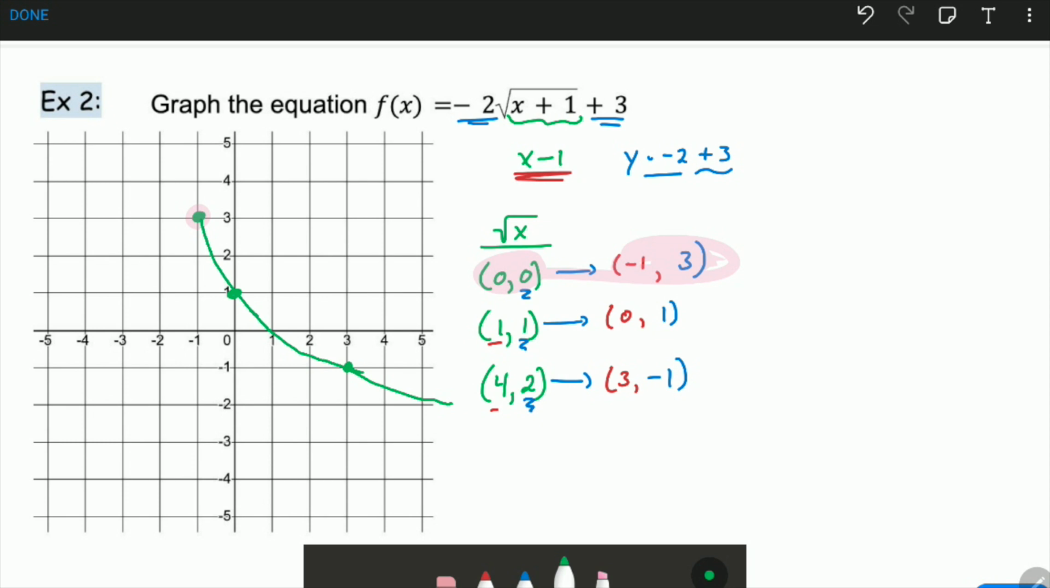It may not be 100% accurate since I'm drawing it by hand, but that's more or less what it will look like. And there we go. You can also describe transformations as a reminder. Addition, subtraction is translation, so we can tell that it's been translated 1 left and 3 up. It's also been reflected because of the multiplying by negative, and dilated because we multiplied by 2. Just as a reminder.